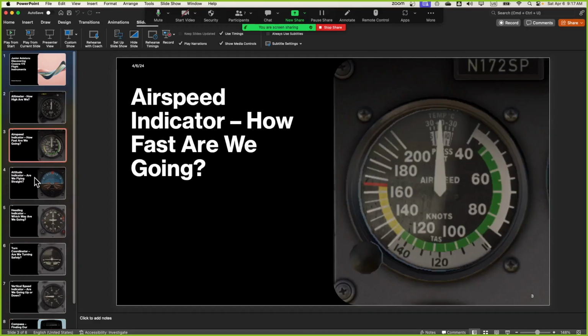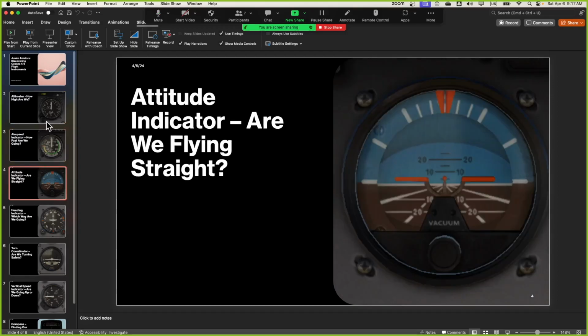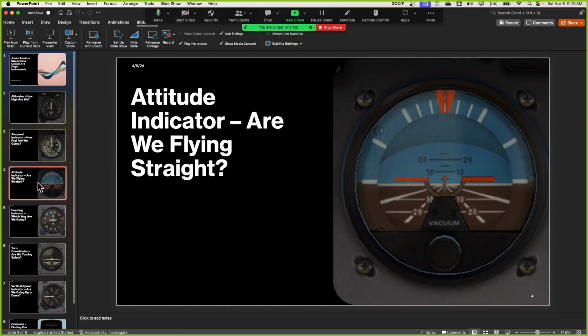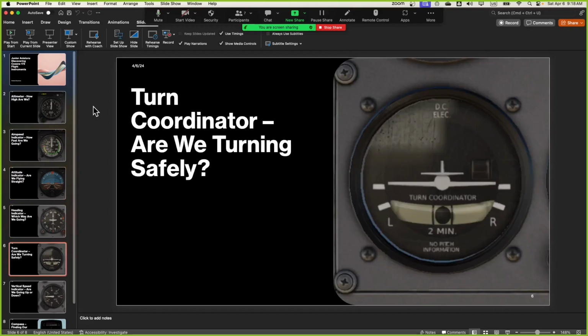Does anyone have any question about the altimeter? I do. Okay, yeah, what is it? How will you remember which one is which? By keep looking at them, by flying the airplane with an instructor for many, many hours, and by studying, then you would know which one is which and what is every instrument for. Very good question.